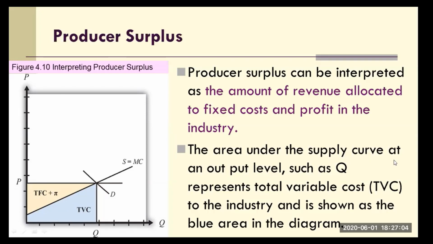The area under the supply curve at an output level such as Q represents the total variable cost to the industry and is shown as a blue shaded area of the diagram.